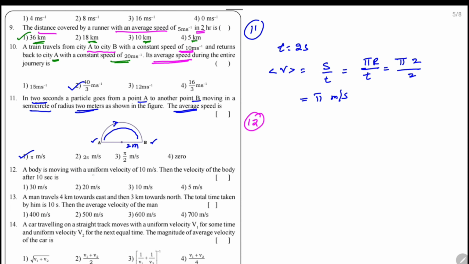A body is moving with a uniform speed of 10 meter per second. Then the velocity of the body after 10 seconds, it is given that it is uniform. Uniform velocity means what? What is the meaning of that? Its velocity is same. Clear? It is moving with this constant velocity. So after 10 seconds, its velocity would be 10 meter per second only, because it is not changing as it is uniform. Clear? Then tell me what will be its velocity after 5 seconds.